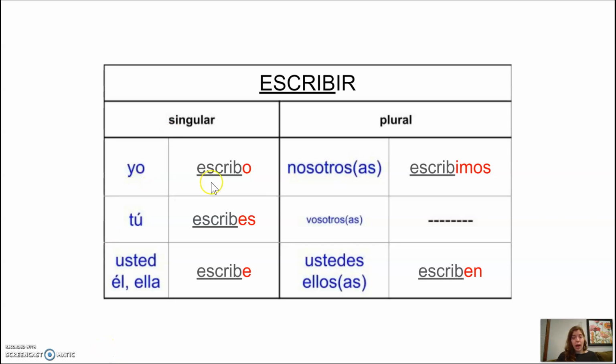So this would say, I write, yo escribo, tú escribes, you write, usted, él, ella escribe, you formal write, or he, she writes. Nosotros, nosotras escribimos, we write. Ustedes, ellos, ellas, you, plural, escriben, you write, or they write.